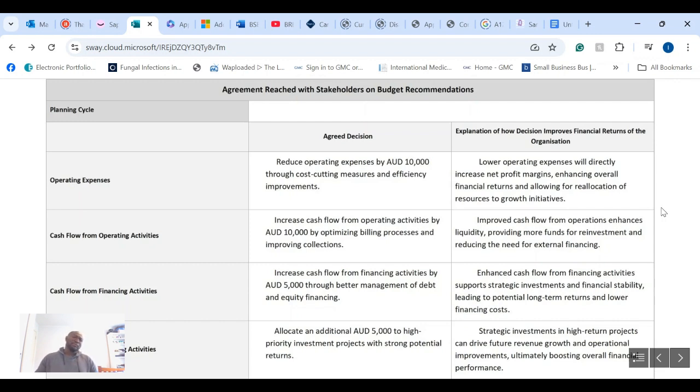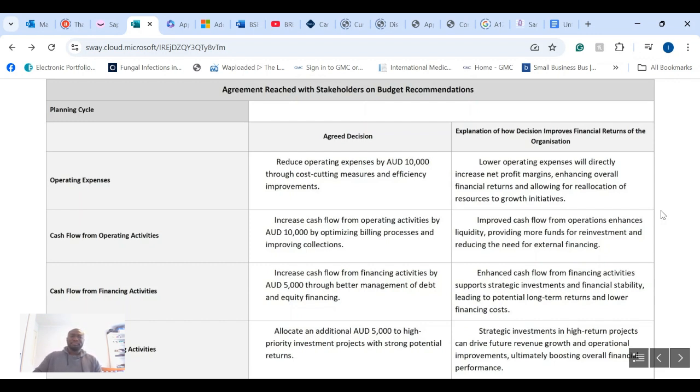Talking about cash flow from operating activities, we agreed that there could be an increase of cash flow from operating activities by 10,000, and we'll do this by optimizing billing processes and improving collections. This would improve cash flow from operations. It will enhance liquidity, and it will give more funds.